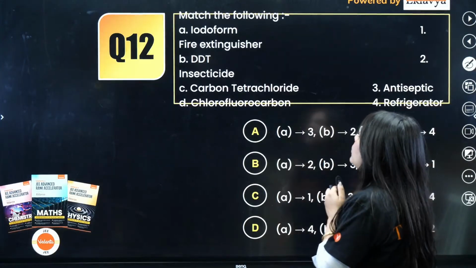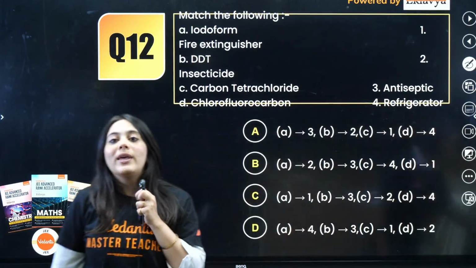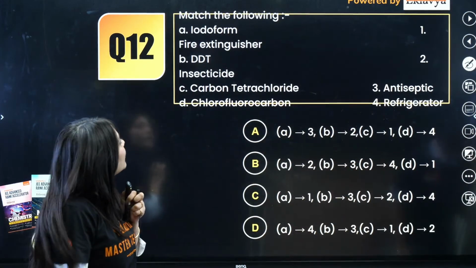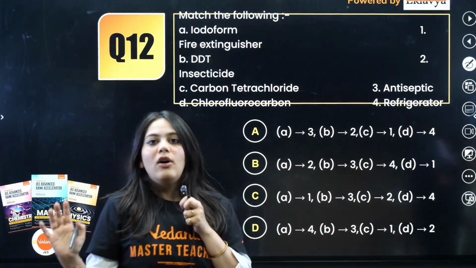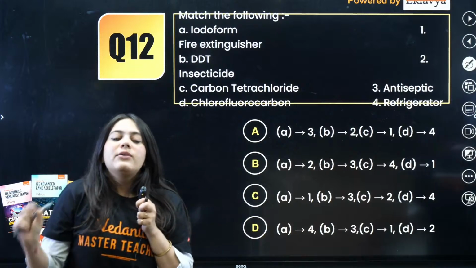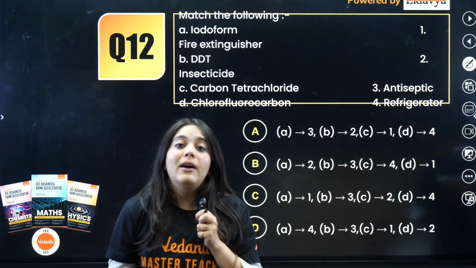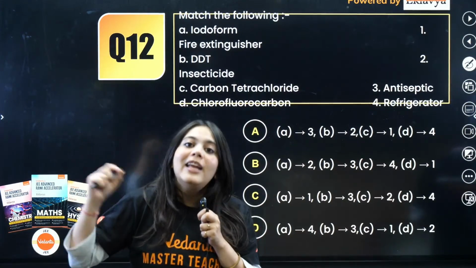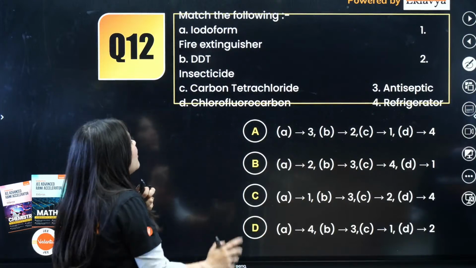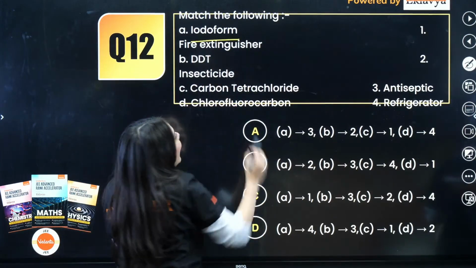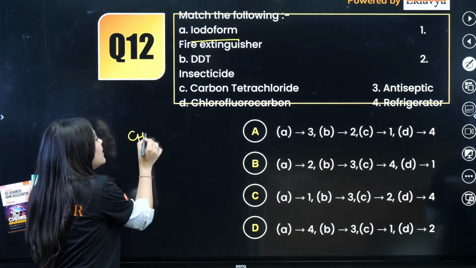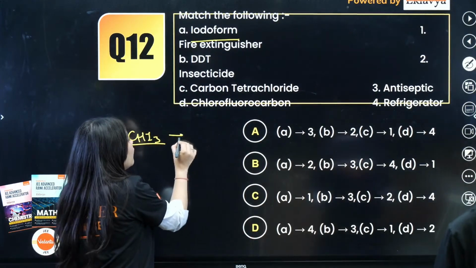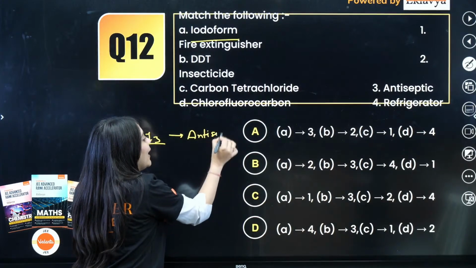Okay, now we're moving on to the next question. You have to match the following. Here once again, it is not very clear, but I'll tell you what the match the columns were. This is from your haloalkanes and haloarenes chapter. Right at the end of the chapter, there are many chlorofluoro compounds and their uses given, so this is based on that. For example, what does iodoform do? Iodoform, CHI3, is a very good antiseptic.